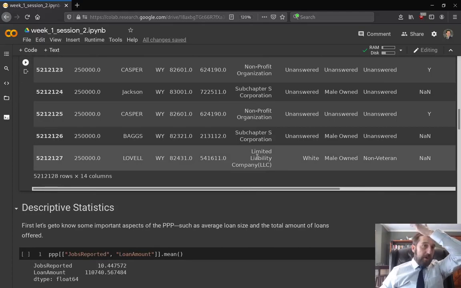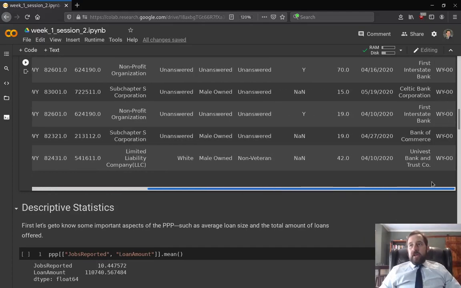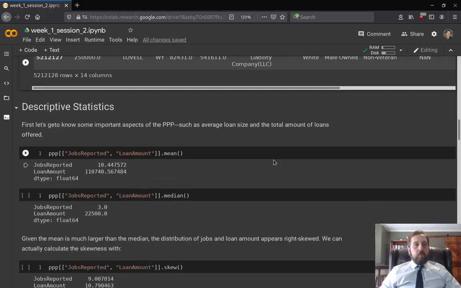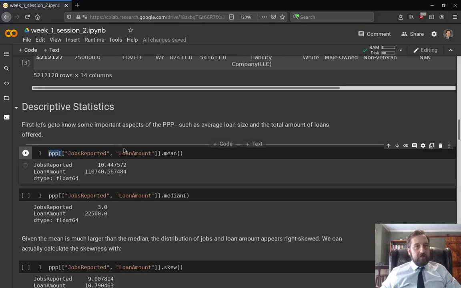So the first thing we might want to do is get an idea of the average loan size, median loan size. Take a look at the loan sizes in total and on average. So what we can do here is, remember, this selects these two columns. So what we want to do is see the average number of jobs reported and the loan amount.